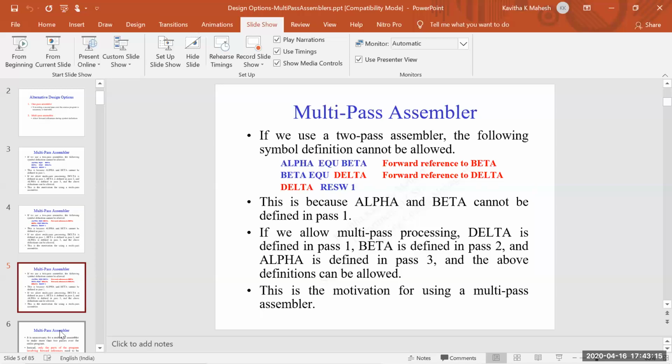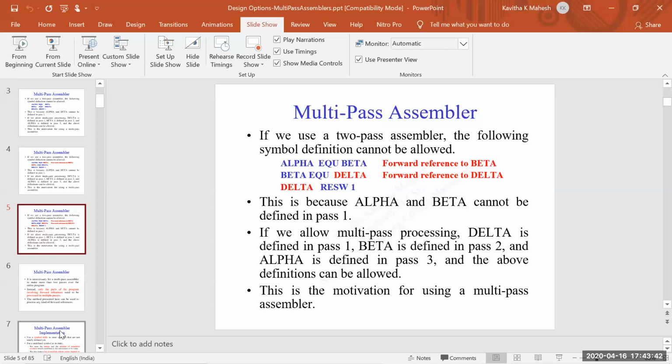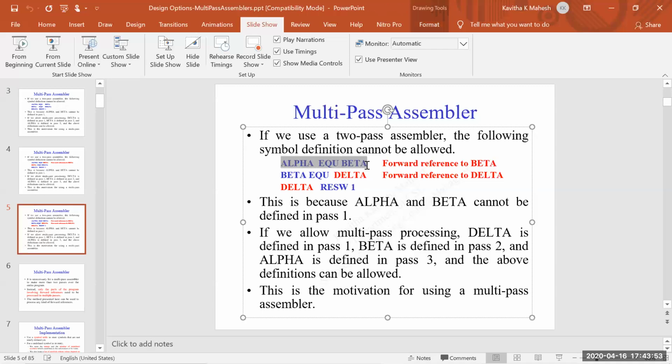So now if we make use of a two-pass assembler to translate the instructions in the source program, alpha and beta cannot be defined in pass 1. Remember, a two-pass assembler requires that all symbols are defined in pass 1. But when a symbol definition involves forward reference, a two-pass assembler cannot handle it because not all symbols can be defined in pass 1.